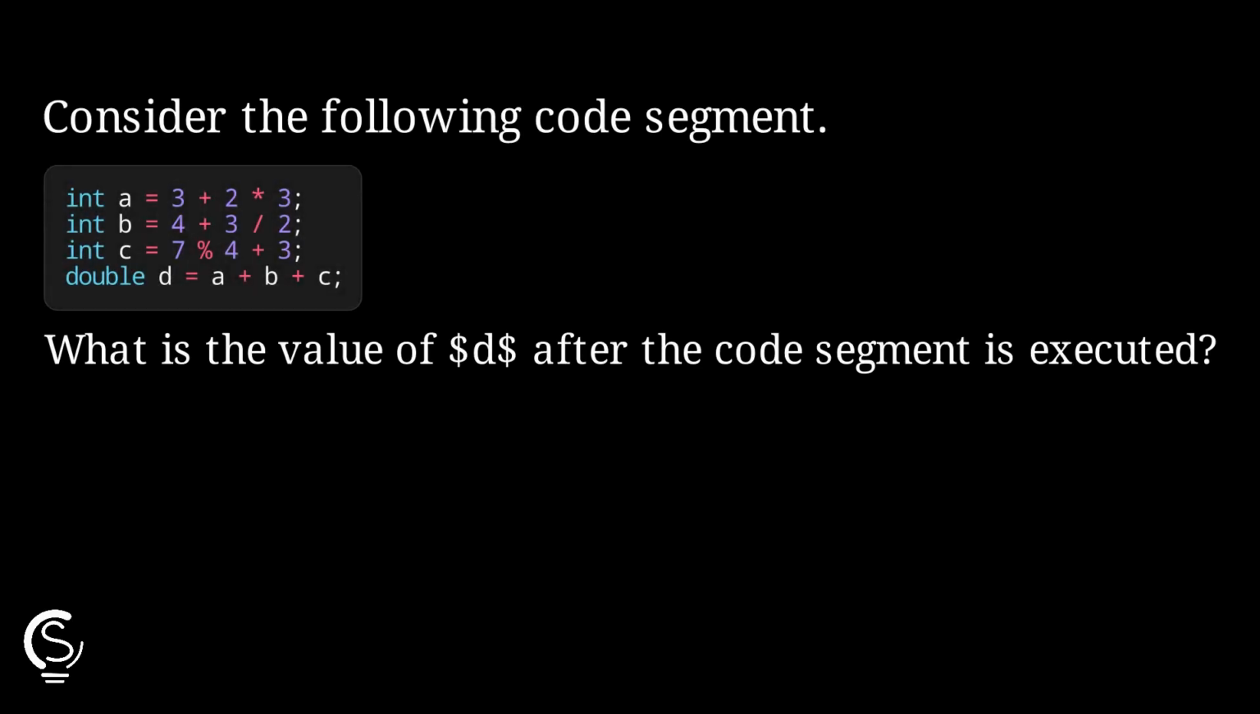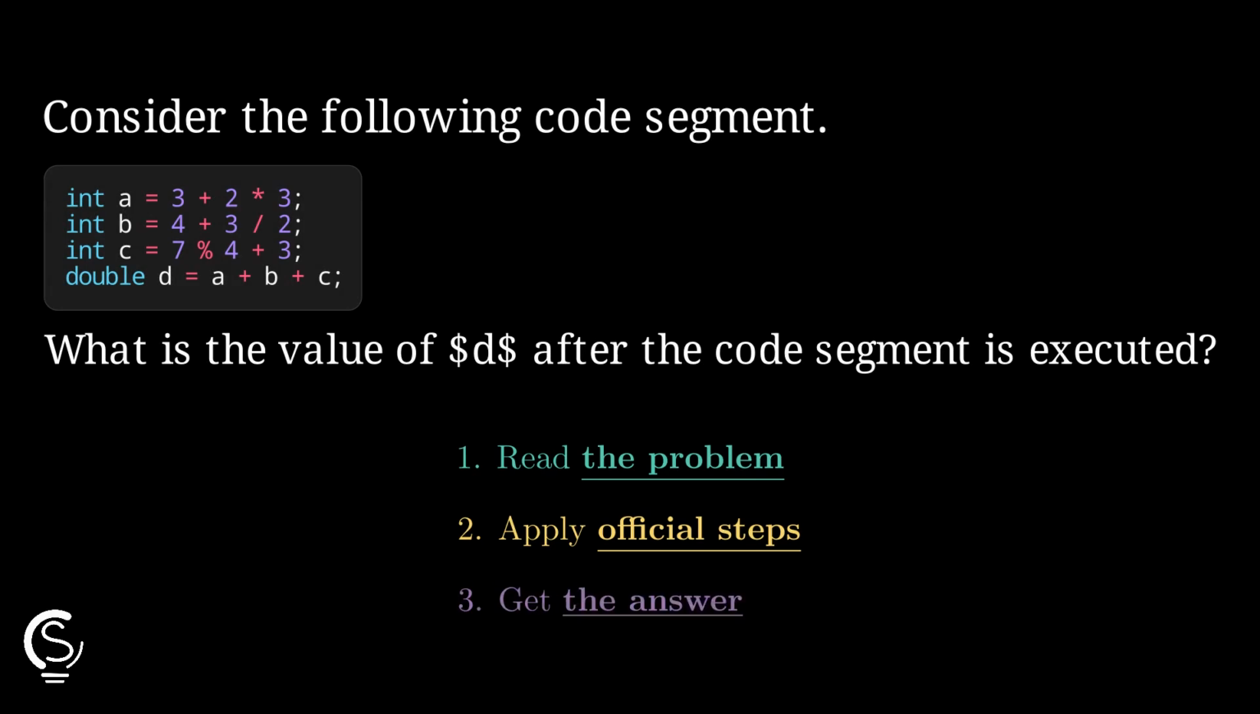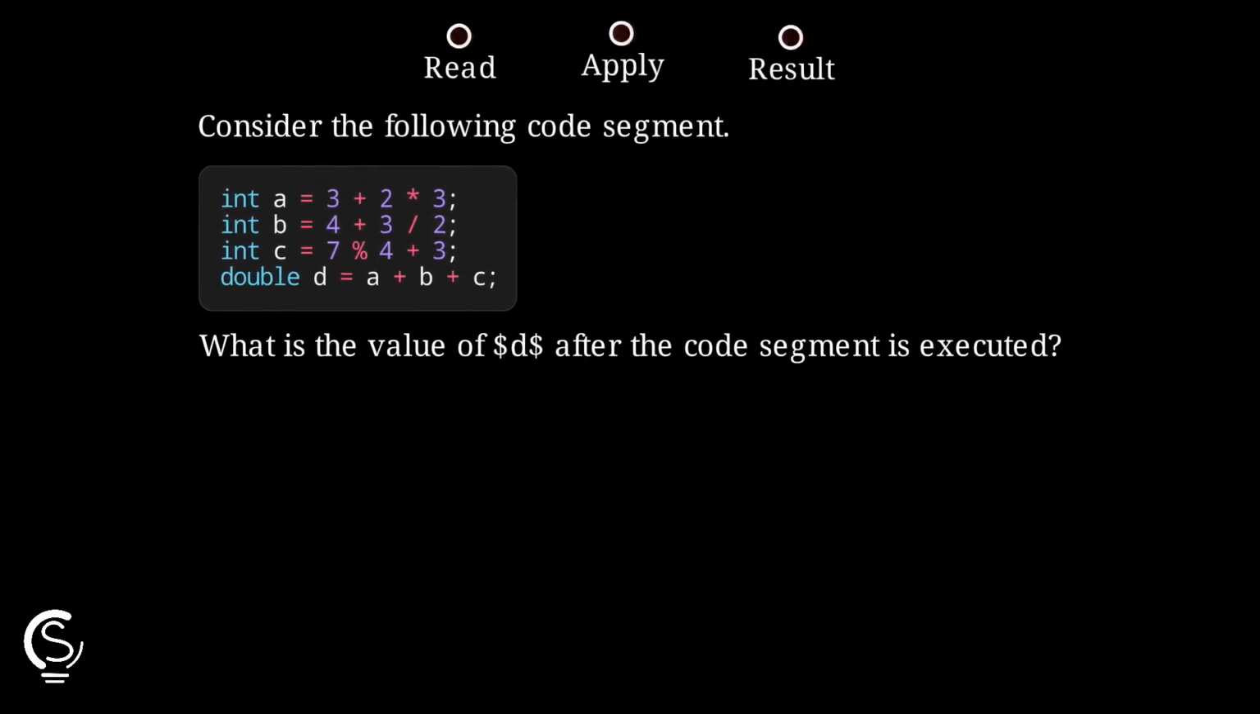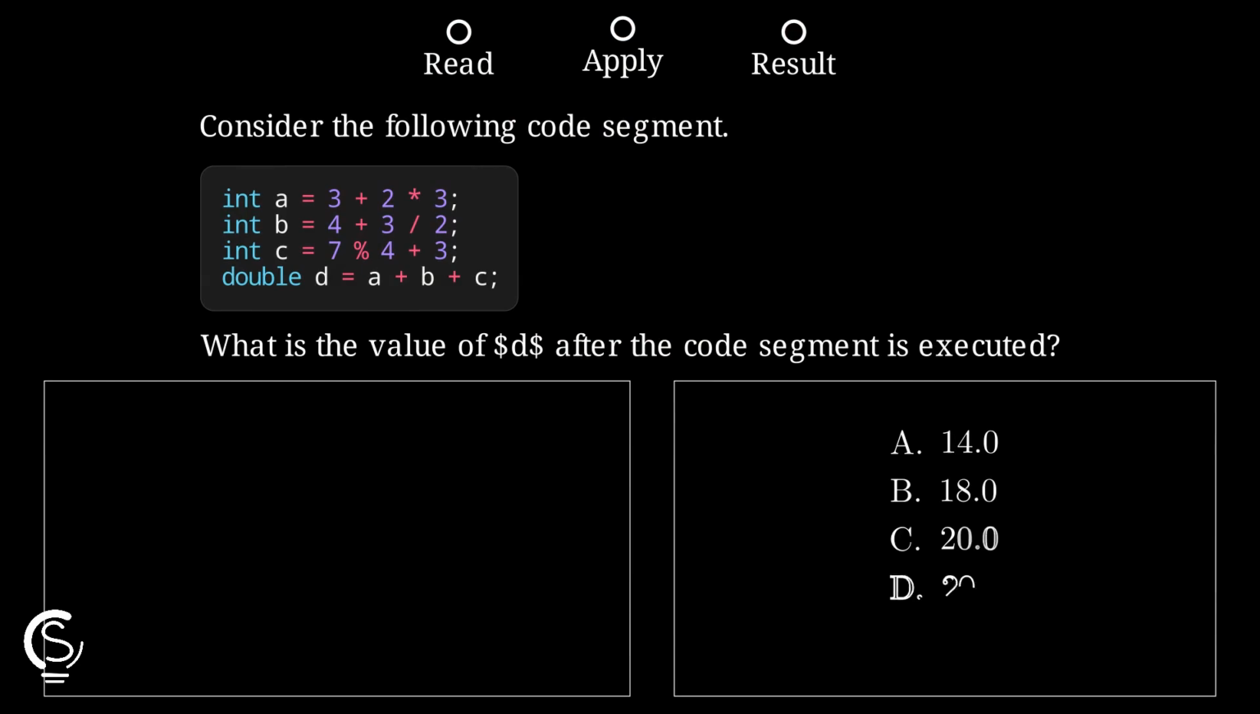Order of operations in Java can be tricky, but we will solve this code segment together in just a few quick and easy steps. First, we calculate variable a by multiplying 2 and 3 to get 6, then adding 3 for a total of 9. Remember that multiplication always comes before addition in Java.